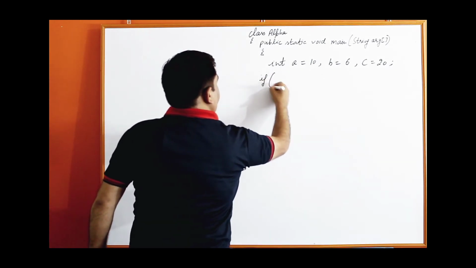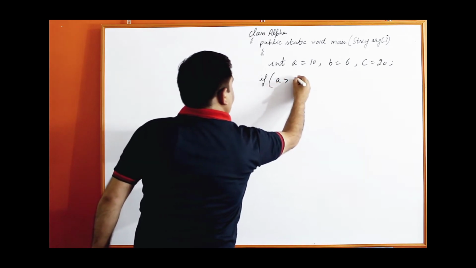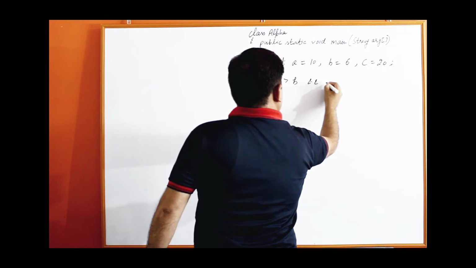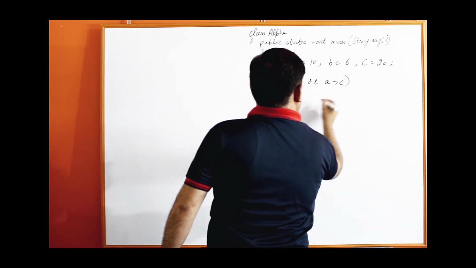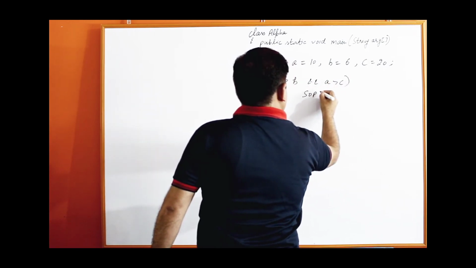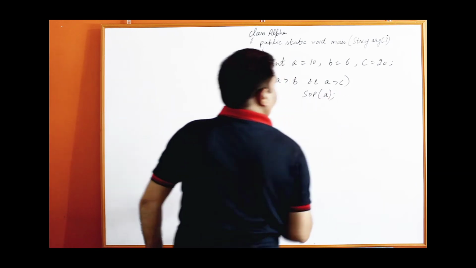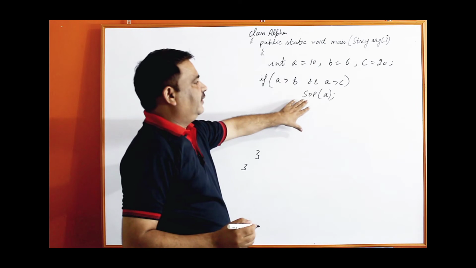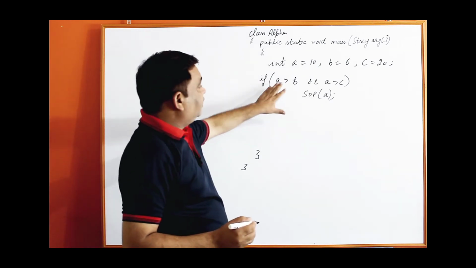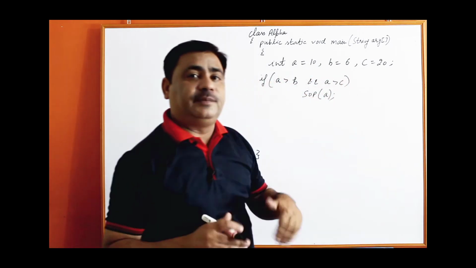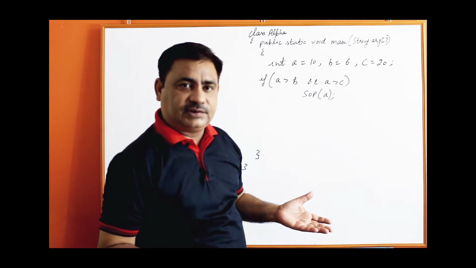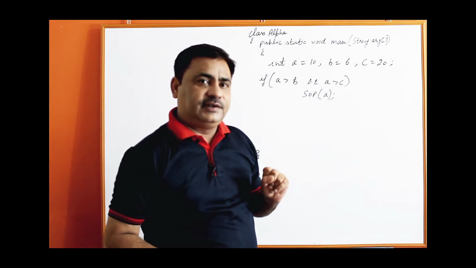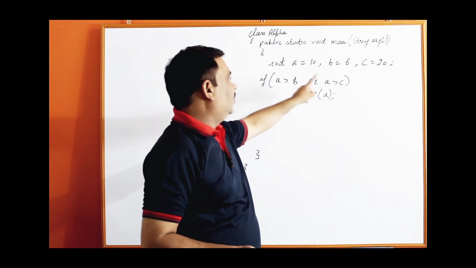If the condition is true, if A is greater than B and A is greater than C, you can print A. If both conditions are true, A will be printed. Suppose this condition is false, what is the meaning of this? If this condition is false, it means A is not greater. A is either smaller than B or than C.